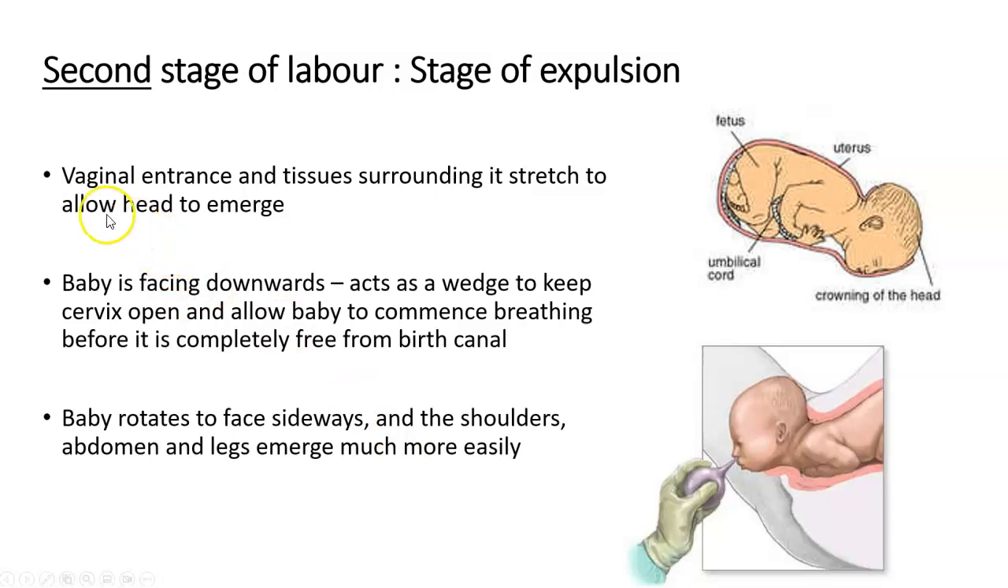So during the vaginal entrance, tissue surrounding the vagina will help the baby to emerge. Now the baby is facing downwards, and you can see that here and here, and its head acts like a wedge to keep the cervix open, and it allows the baby to start breathing before it completely leaves the birth canal. Now as the baby emerges, it will start to rotate sideways, and therefore it allows the shoulders and the abdomen to emerge much more easily.